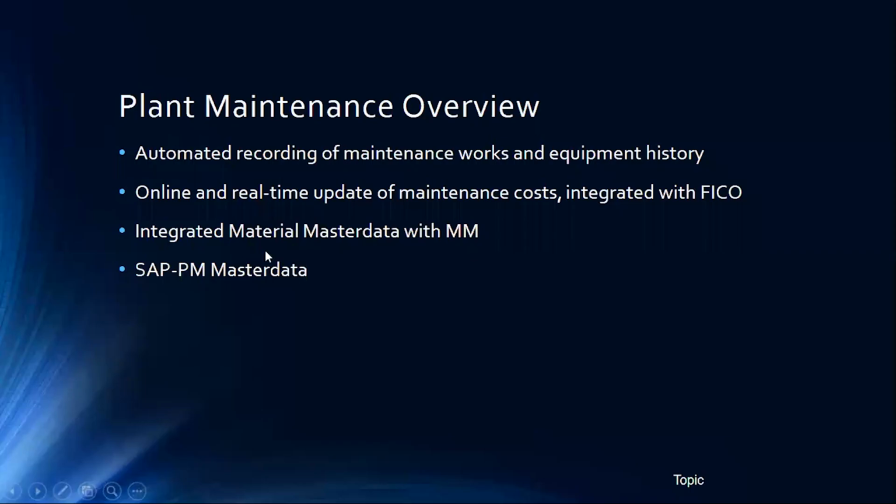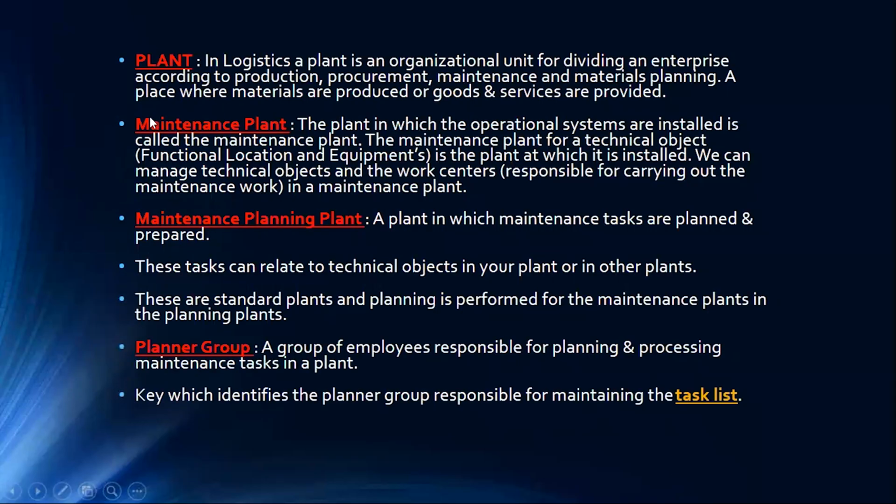Those things are called plant, maintenance planning plant, and the planner group. Are you aware of what a plant is? Yes, the plant that you're working on, in oil and gas. In logistics, a plant is an organizational unit for dividing an enterprise according to production, procurement, maintenance, and materials planning. If any production takes place, any product is getting manufactured, you can call that place a plant.